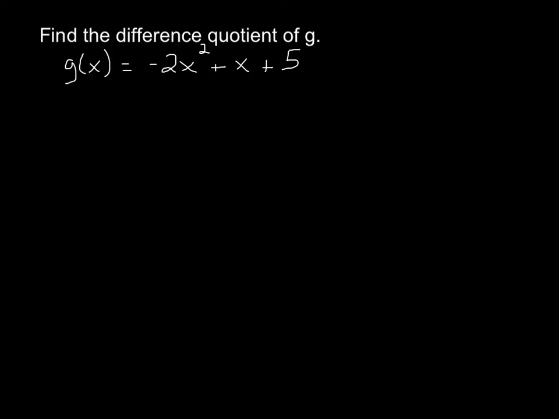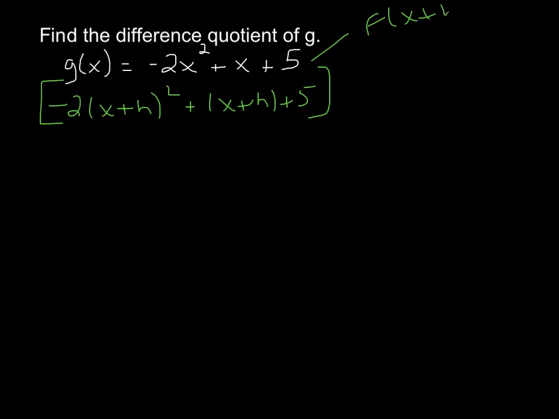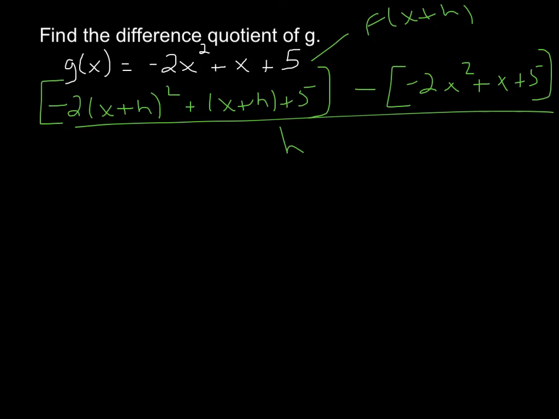Okay, so f of x plus h would be negative 2 times (x plus h) squared plus (x plus h) plus 5. So all of that, okay, all of that is the f of x plus h. Minus, I have to subtract the f of x, or the g of x in this case. Negative 2x squared plus x plus 5. And the whole thing divided by h. Okay? So again, once we've got it set up, it's just simply a matter of simplifying. It's just a lot of algebra work.